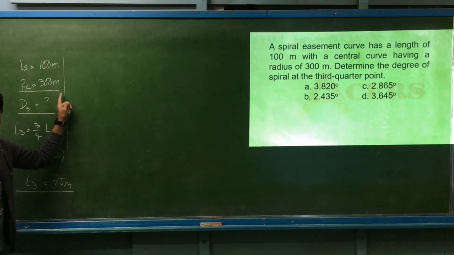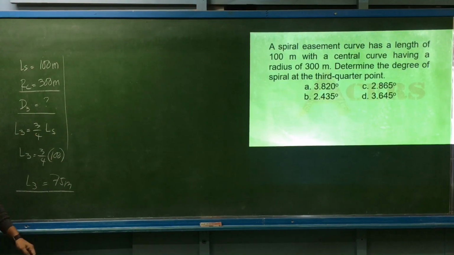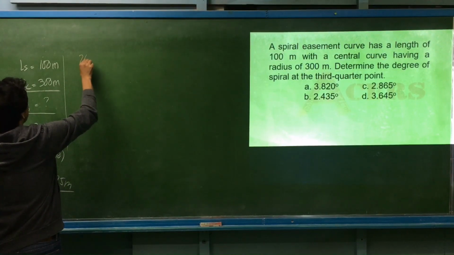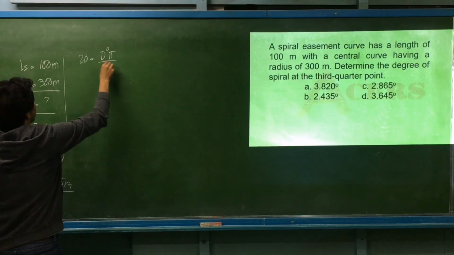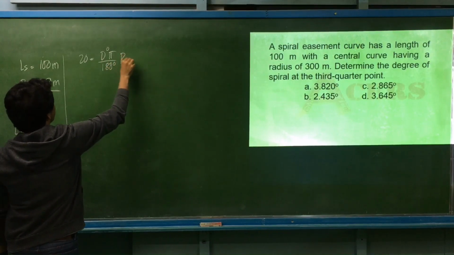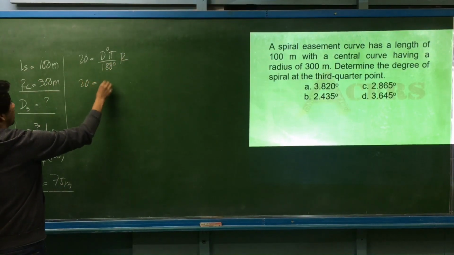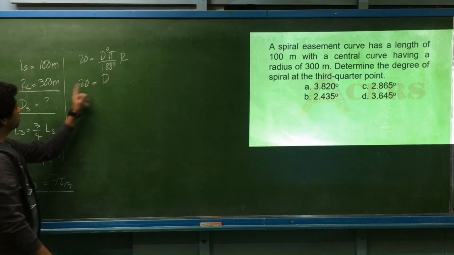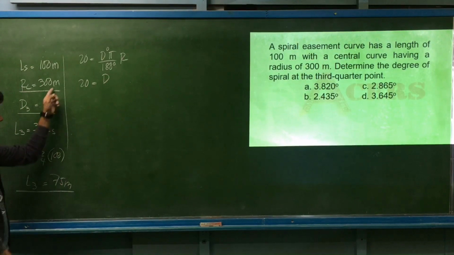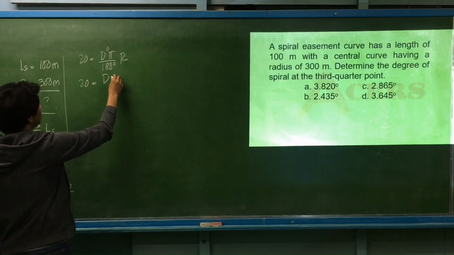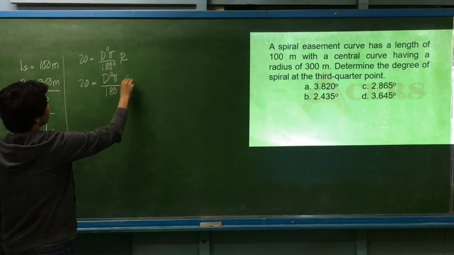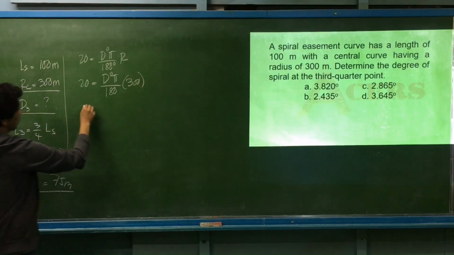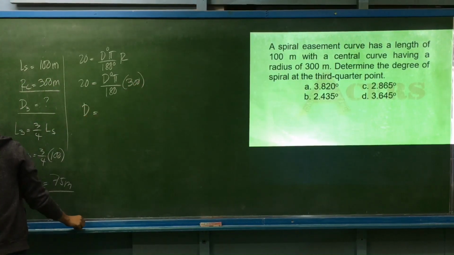Kunin natin yung degree ng curve, then by ratio and proportion lang ito. That is, arc basis, 20 is equal to the degree of the curve, pi divided by 180 degrees times the radius. So this is 20 equal to, ito yung total degree ng curve based sa central curve radius natin. Times pi divided by 180 degrees times the radius 300. So let's determine the degree of the curve.